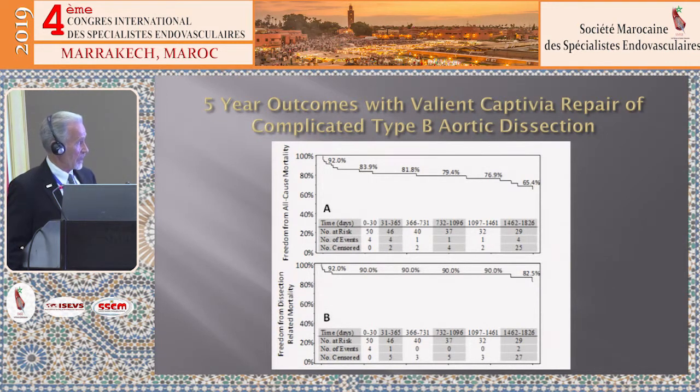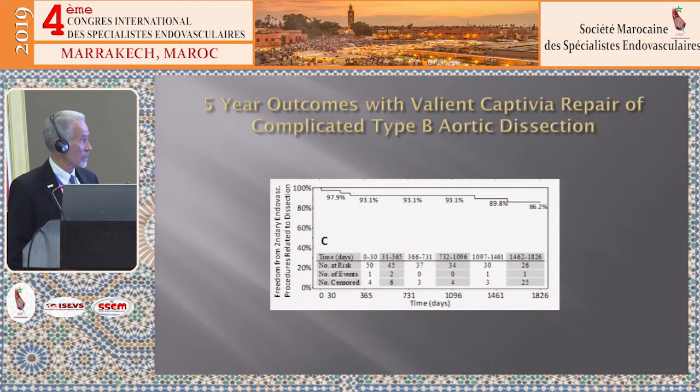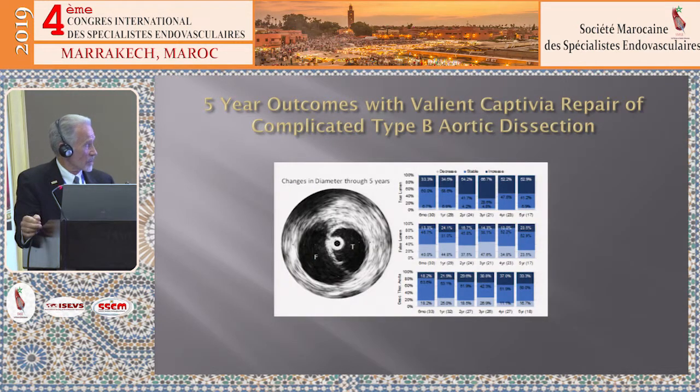And when you look at now again out to 5 years, as you look at on the top here, all-cause mortality, about 70% are alive at 5 years. On the bottom panel there, freedom from any dissection-related mortality is better than 80% at 5 years. And freedom from secondary interventions, again, there are some, but still about 85% at 5 years remain intact. So this is a good indication that not only this is a good acute treatment, but that the durability over time is also quite good.